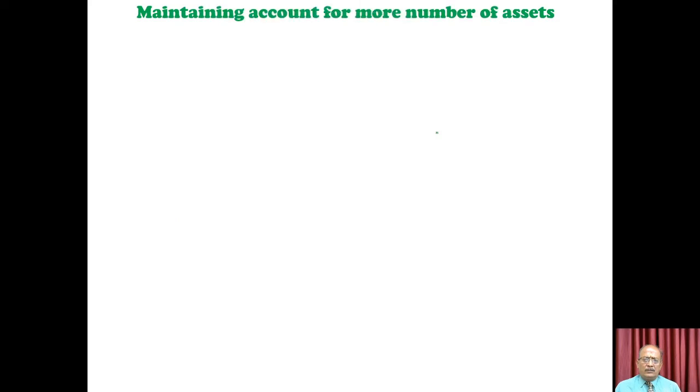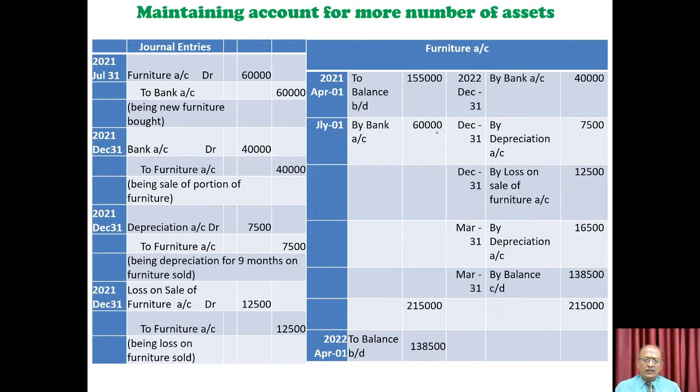See, here we have the journal as well as the ledger account. So the first journal entry, the furniture purchased 60,000. This is entered on the debit side of the furniture account here. Then it is sold for 40,000. So the furniture account is credited with 40,000. There is a depreciation to the extent of 7,500. So that is also credited. Here is a loss of 12,500. Here also the furniture account is credited, with the loss on sale of furniture.